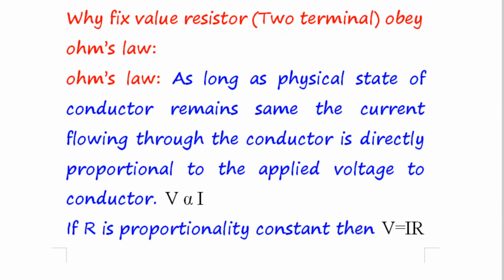Therefore, the correct statement of Ohm's law is: as long as the physical state of the conductor remains the same, the current flowing through the conductor is directly proportional to the applied voltage to the conductor. And this is the right statement. So we have to start with the physical state of the conductor, which should remain the same.